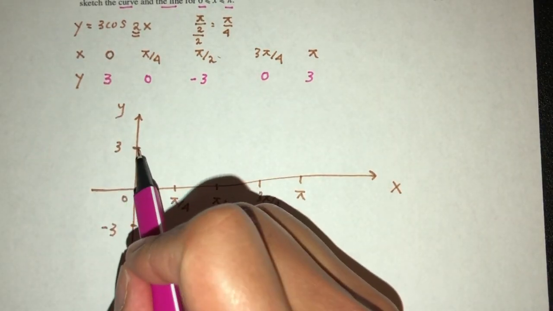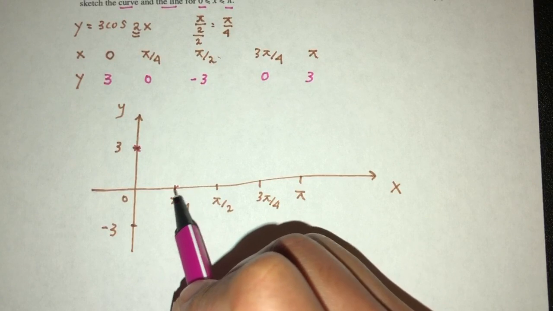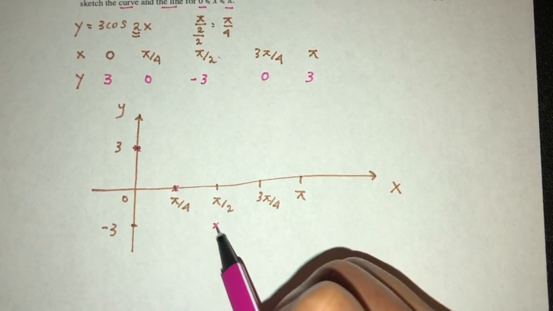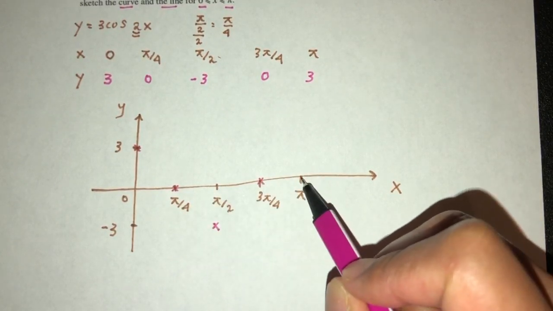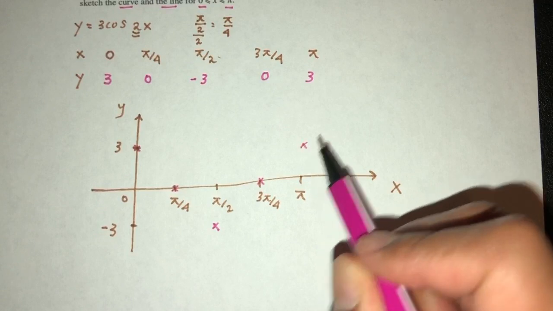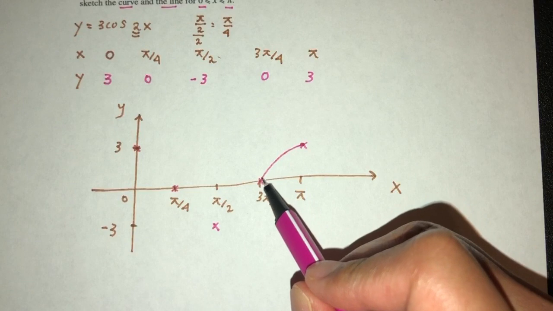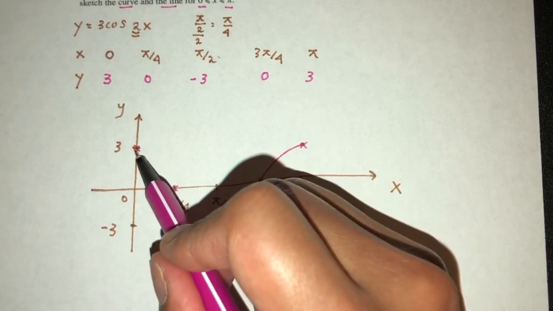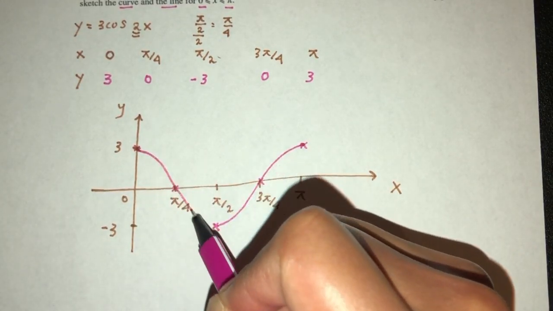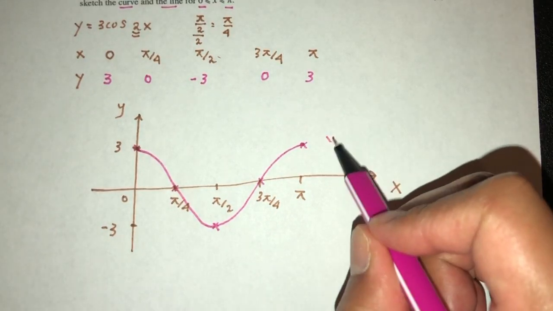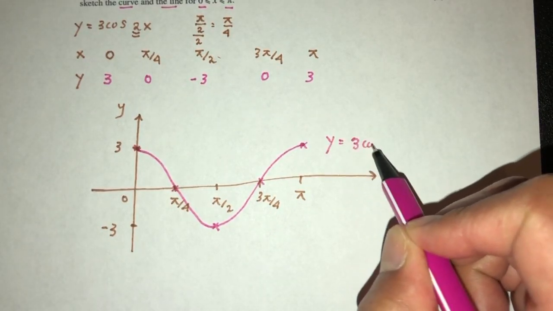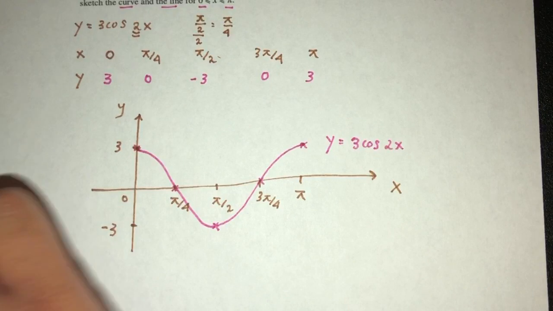First point is 0, 3, should be here, and this will be 0 here, and here we have this point, here we have this point, and here we have this point. So your graph will look something like this, right? Okay, so here you go. This is y equal to 3 cos 2x.